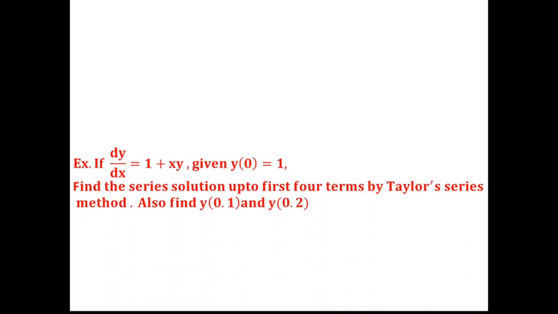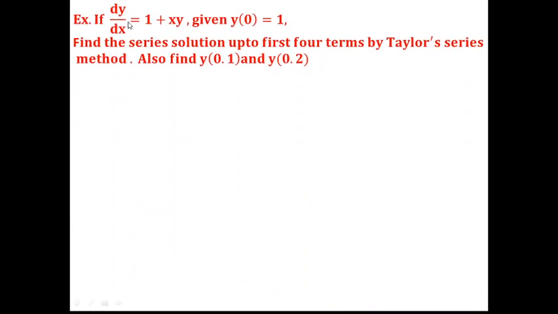So let's see how this method applies and how to get the answer. If dy by dx is equal to 1 plus xy, given y of 0 equal to 1. So this is the initial condition given. Here it is mentioned that you have to write the series solution up to the first 4 terms by the Taylor series method. So here we are going to see when we shall get the first non-zero 4 terms in the series expansion. Also we have to find out y of 0.1 and 0.2.